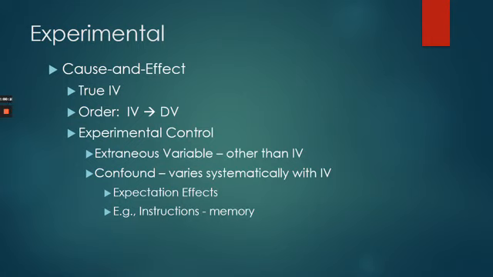The worst thing is if we have a confound. A confound is an extraneous variable, but a very specific one. It varies systematically with the IV. A good example of that is what we call expectation effects. The person who's conducting the research has an expectation that people are going to act differently depending on the level of the IV.